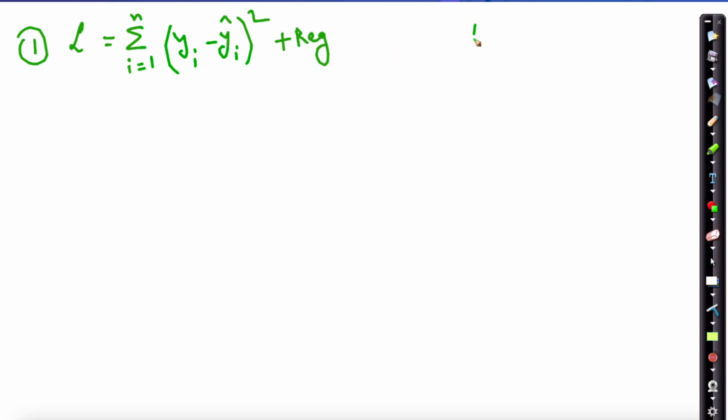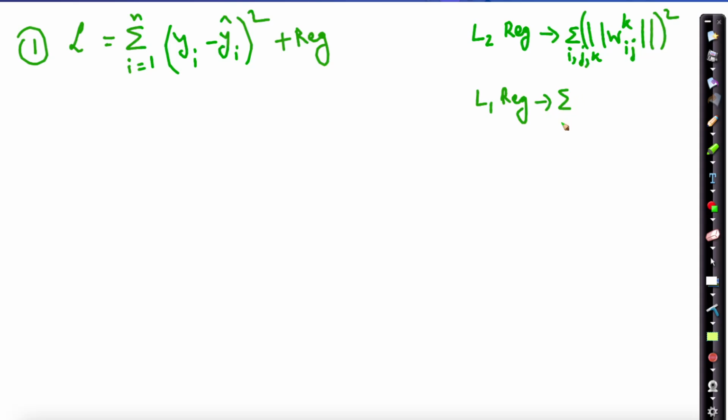Just to recap, L2 regularization or L1 regularization can be present. L2 regularization is the summation over all i, j, k of w_ij^k, this entire thing whole squared. This is the L2 regularizer. The L1 regularizer is similarly the summation over all i, j, k, but here you just need to take the absolute value.